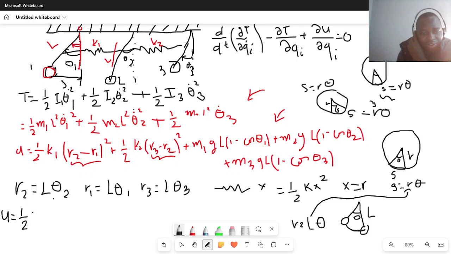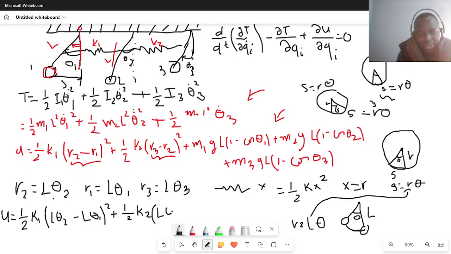You have half K1. Now, where I have R2, I simply replace by L theta 2 minus L theta 1, everything square. Same thing, plus half K2. Where I have R3, I replace by L theta 3. Where I have K2, I replace by L theta 2.